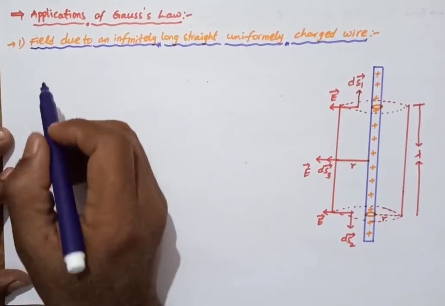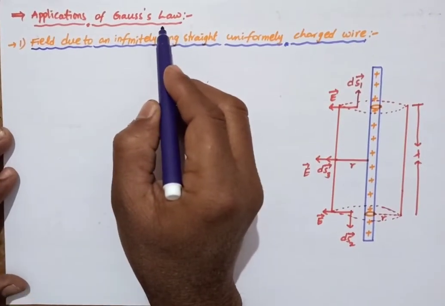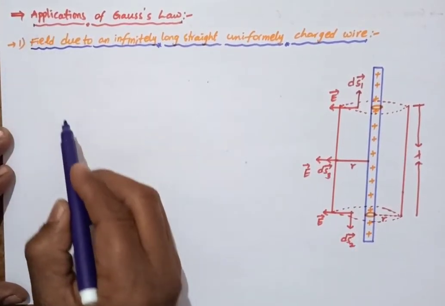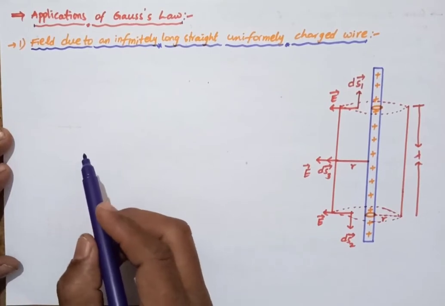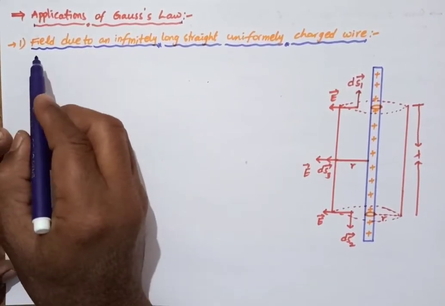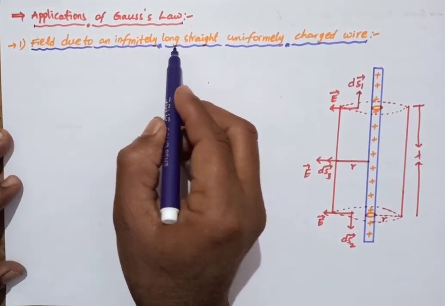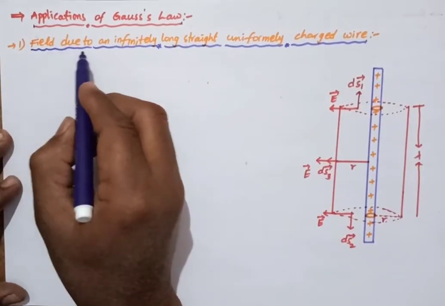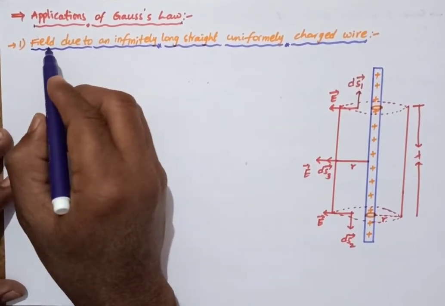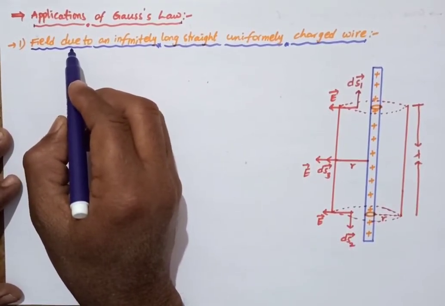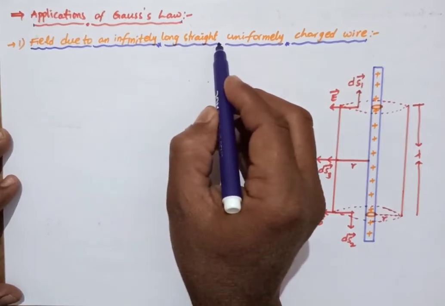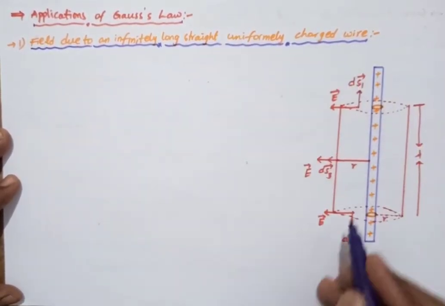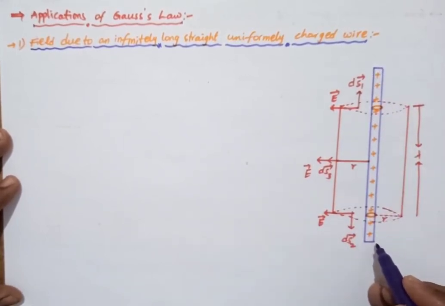So now, applications of Gauss law. In this chapter, three applications are there. The first one is the field due to an infinitely long straight uniformly charged wire. We can derive the equation for the electric field due to an infinitely long straight uniformly charged wire. So we consider here this diagram.